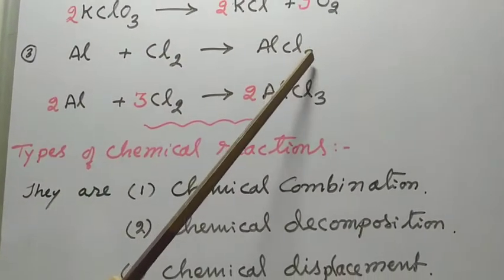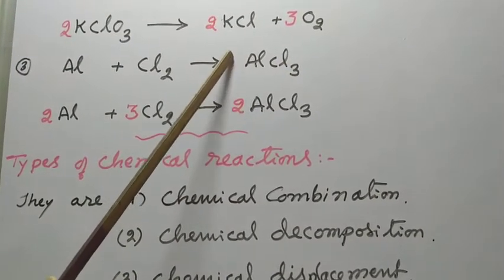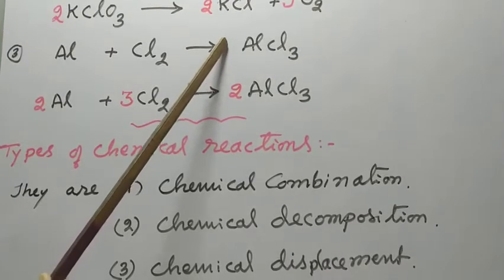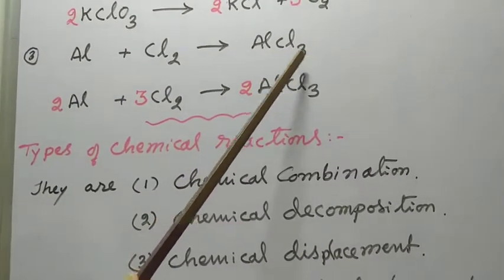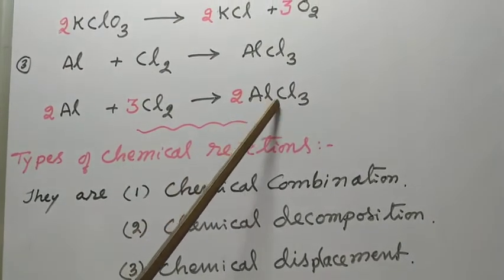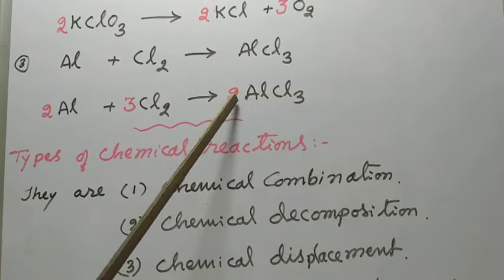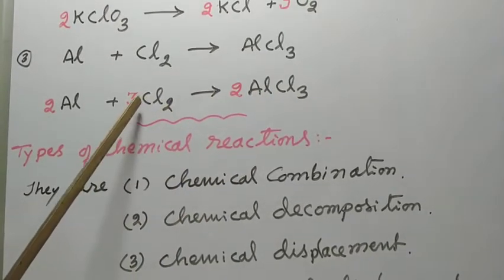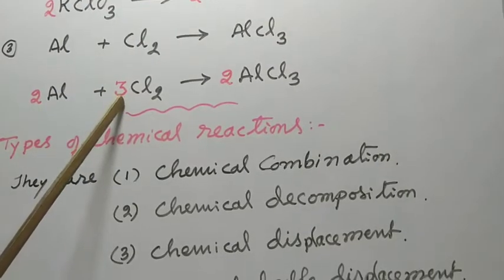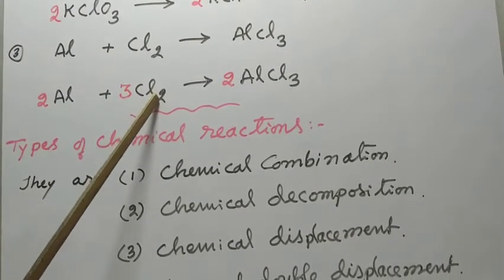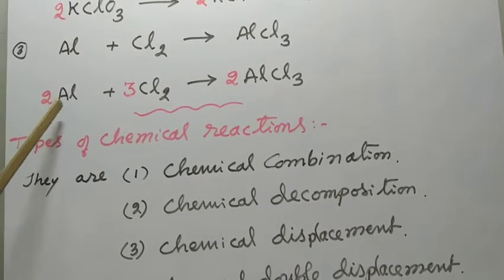So then we can make it 6 by multiplying by 2. If you multiply this by 2, so 2 molecules of aluminum chloride, that is 2AlCl3. So now chlorine atoms 6, here also to make chlorine atom 6, we have to multiply it by 3. 3 into 2, 6. 2 aluminum atoms, therefore we have to multiply it by 2.